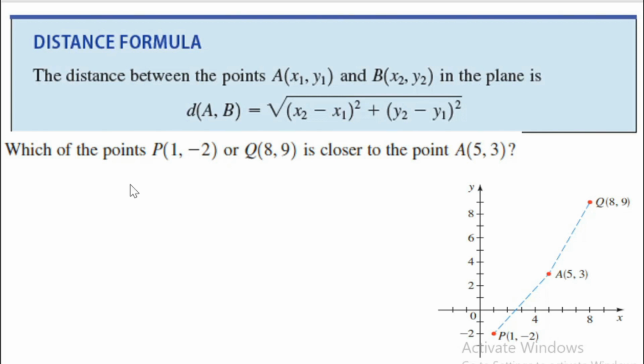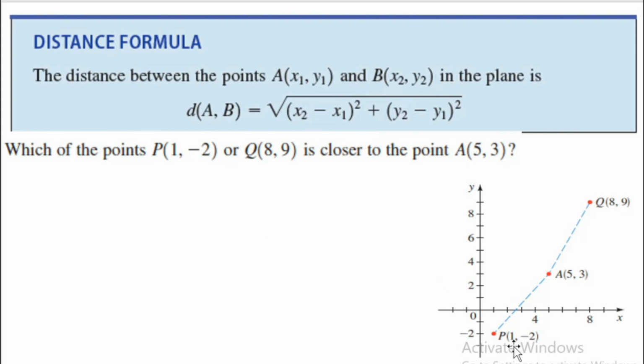So, the distance formula. The distance between the points A and B in the plane, where A is (x sub 1, y sub 1) and B is (x sub 2, y sub 2). The distance AB is equal to the square root of the square of x sub 2 minus x sub 1 plus the square of y sub 2 minus y sub 1. For example, which of the following points P or Q is closer to the point A as the points indicated?